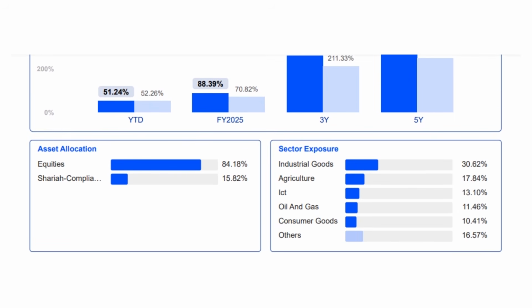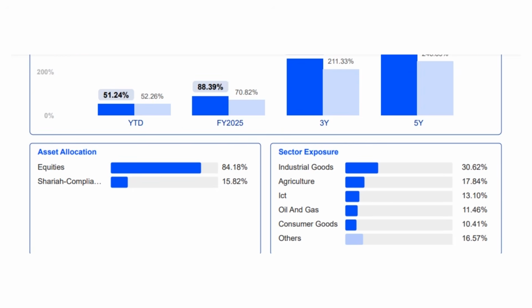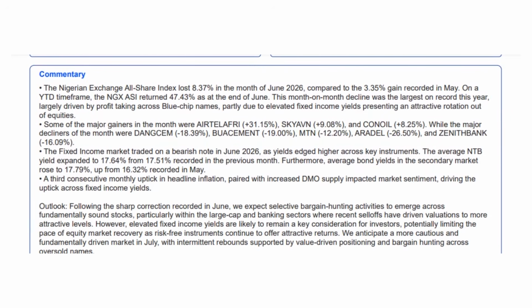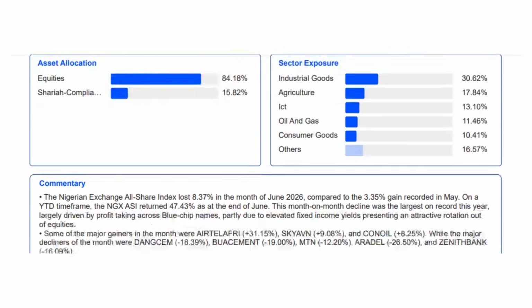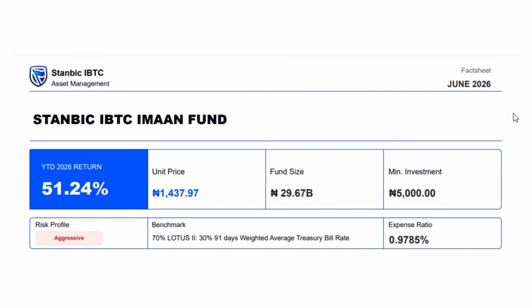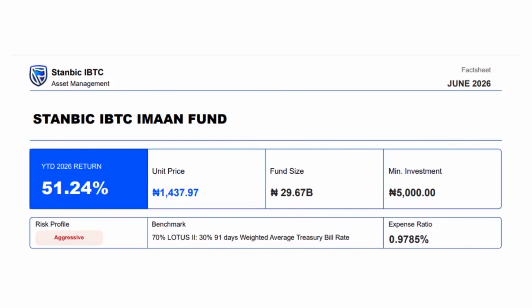This fund has an aggressive risk profile, which means that it is suitable for investors that are comfortable with a higher level of risk and are in pursuit of potentially higher returns. With this fund also, the minimum amount you can start investing with in the Stanbic IBTC mutual fund is 5,000 naira.